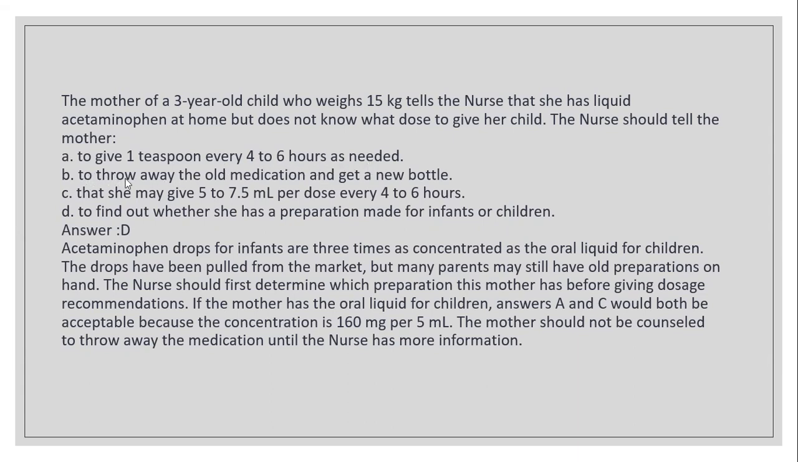Number B, to throw away the old medication and get a new bottle. Number C, that she may give 5 to 7.5 milligrams per dose every 4 to 6 hours. Number D, to find out whether she has a preparation made for infants or children. The correct answer is D, to find out whether she has a preparation made for infants or children.